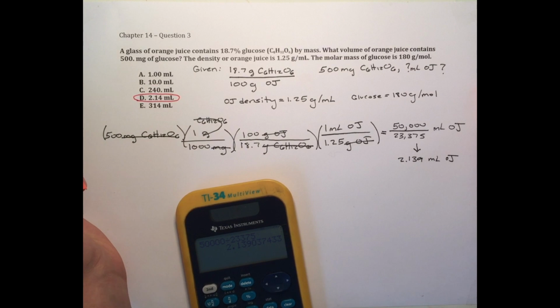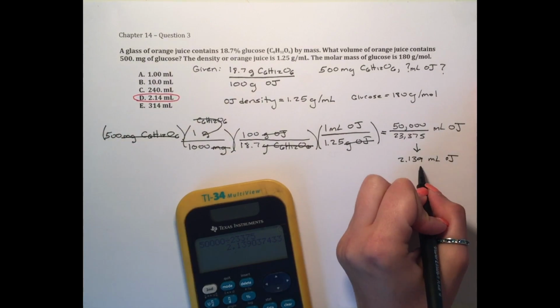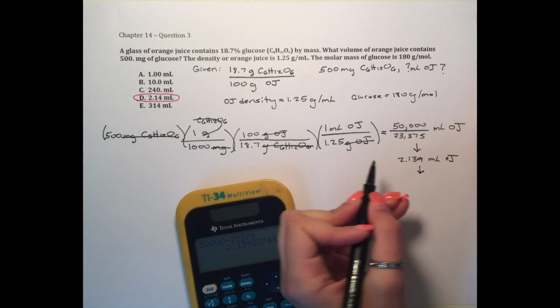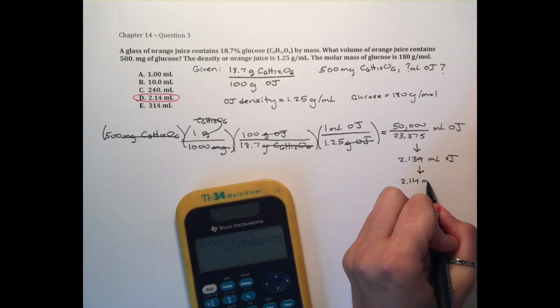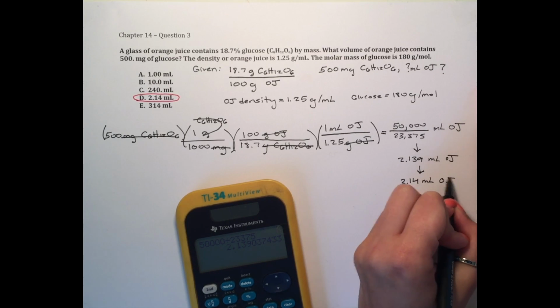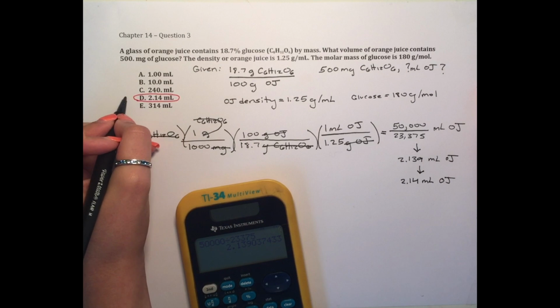And the smallest number of significant figures we were given is 3. So we're going to simplify this to 2.14 milliliters of orange juice. And that matches our answer.